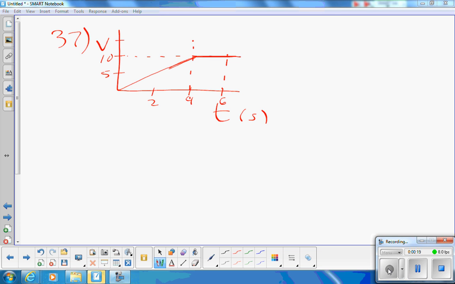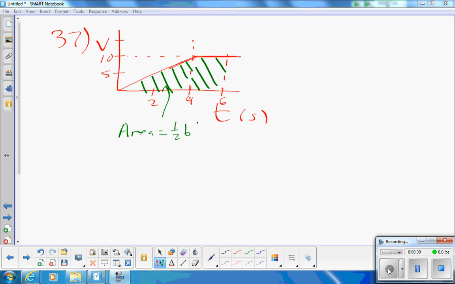I want to find the area under the graph, which I'm drawing as two separate areas, a triangle plus a rectangle. If you're crazy, you can go trapezoid and find this area by finding the area of a trapezoid. I'm going to do it as two separate pieces. I'm going to do the triangle part first.